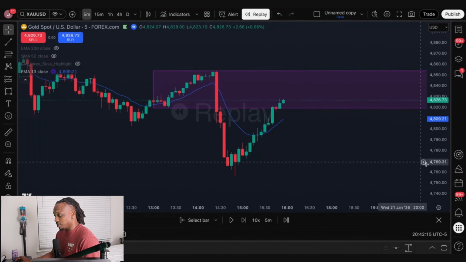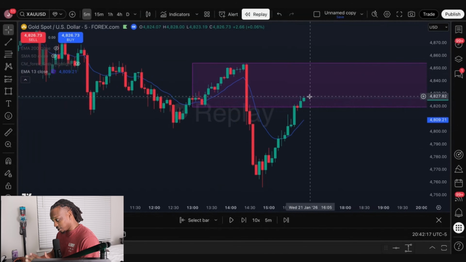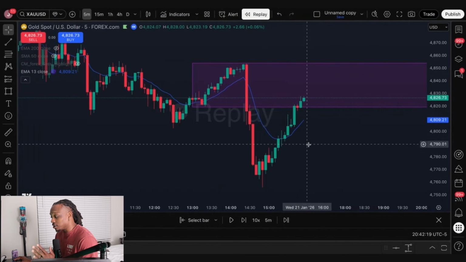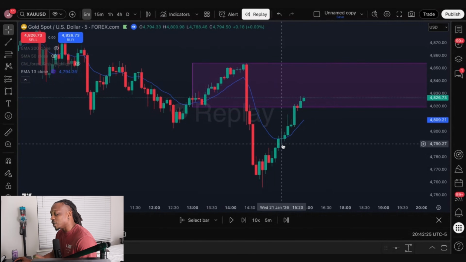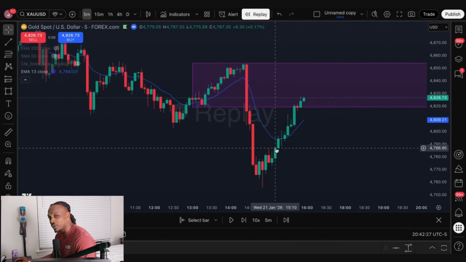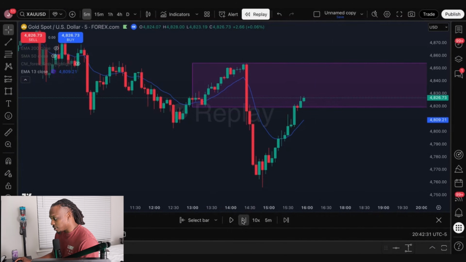Now, some of you guys are saying, okay, if it just starts selling, do we just enter? No. Again, we wait for the sell candle to cross below the 13 EMA, and then we will enter. So let's go ahead.